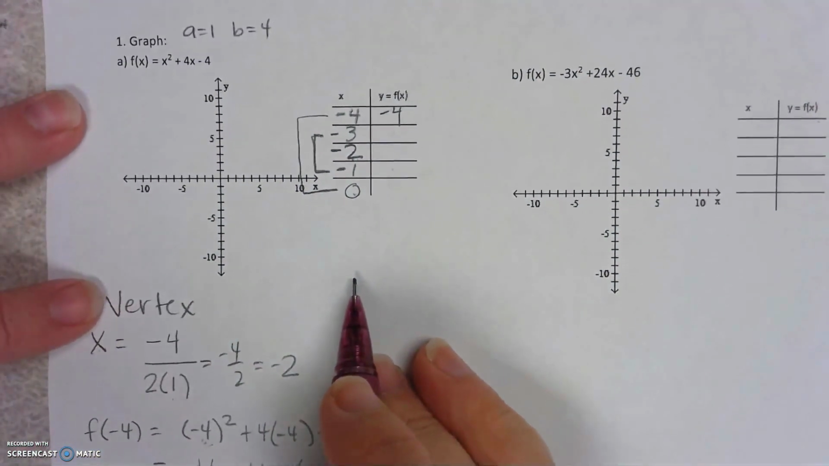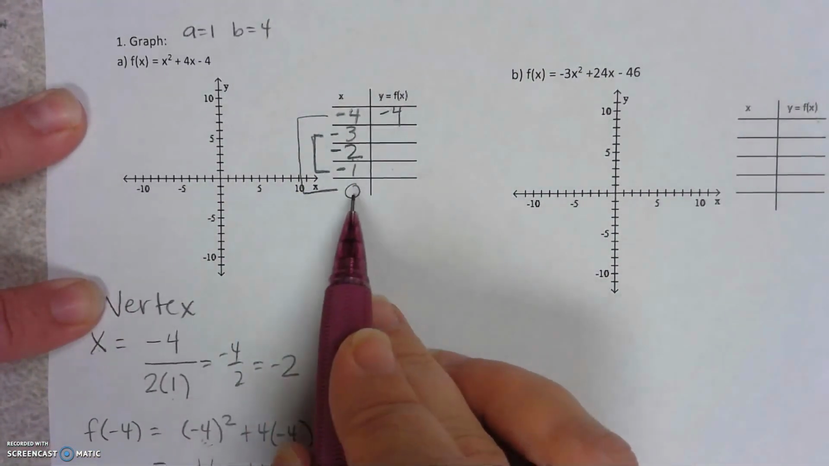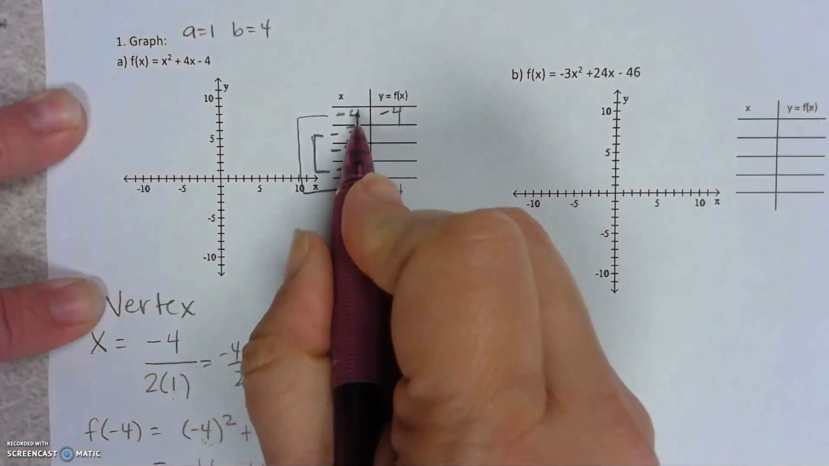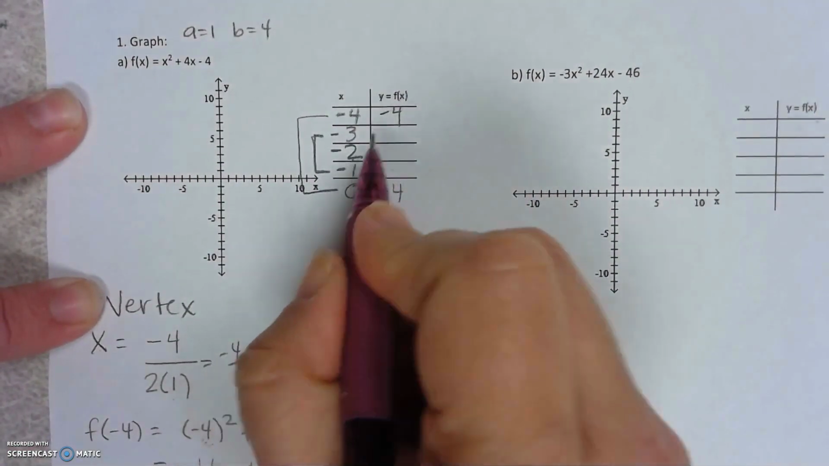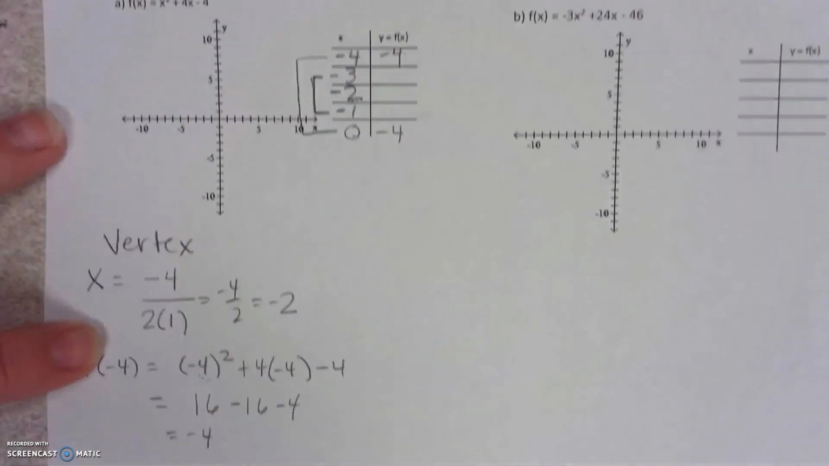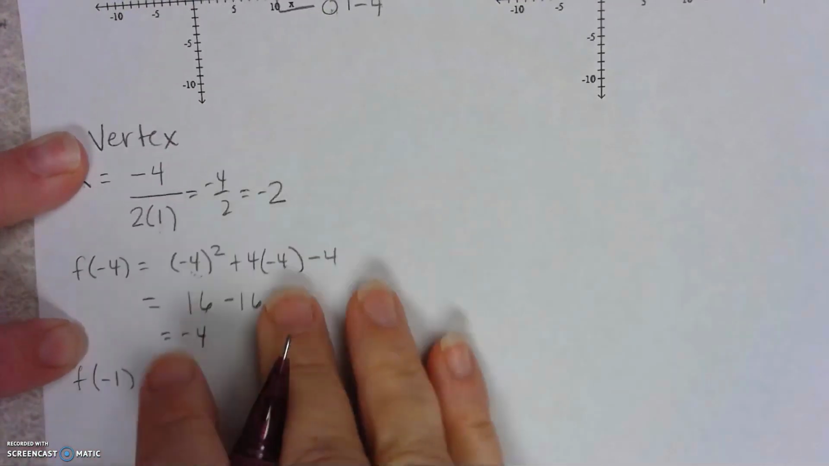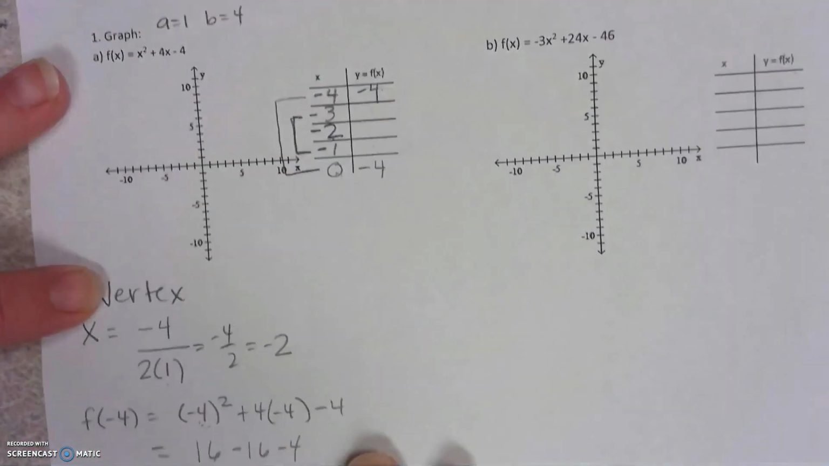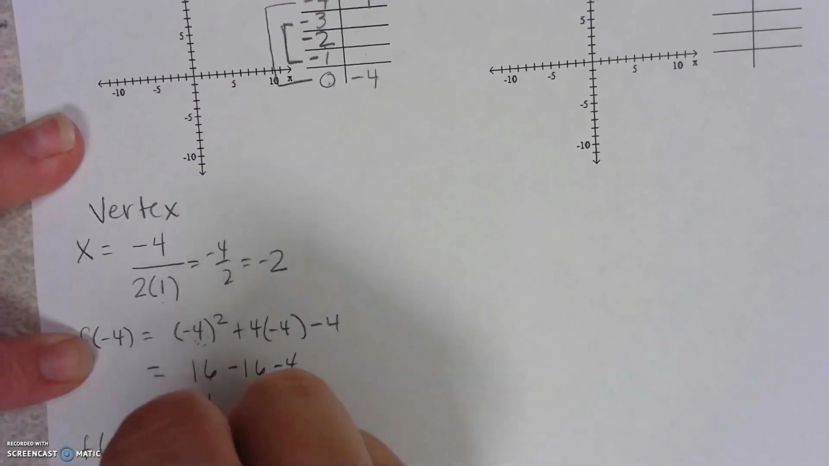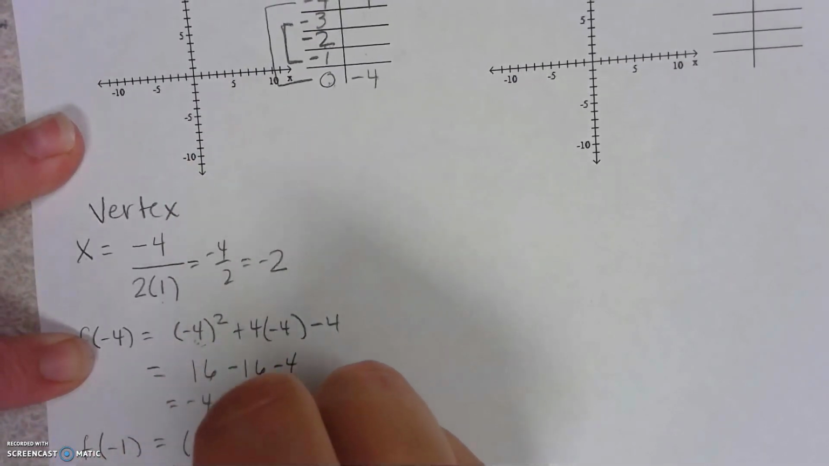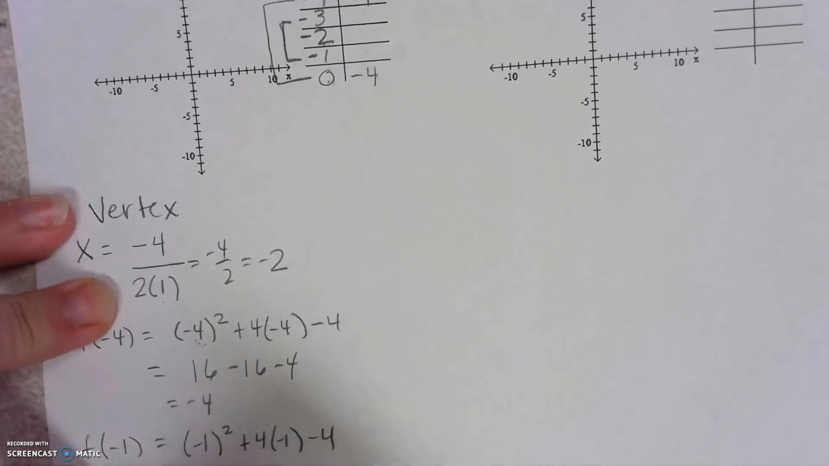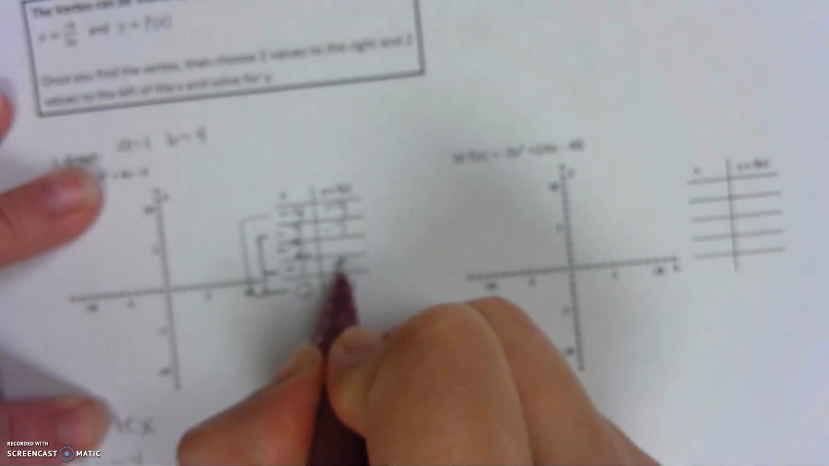So when x is negative 4, y is negative 4, and that would be the same for 0, because these two are the same distance from the vertex. They have the same y coordinate. Next I'm going to fill in negative 1. And you can fill in either negative 1 or negative 3. It doesn't matter which one you fill in. So negative 1 squared plus 4 times negative 1 minus 4 will be 1 minus 4, which makes negative 7. So that means negative 3 and negative 1 both have a value of negative 7.